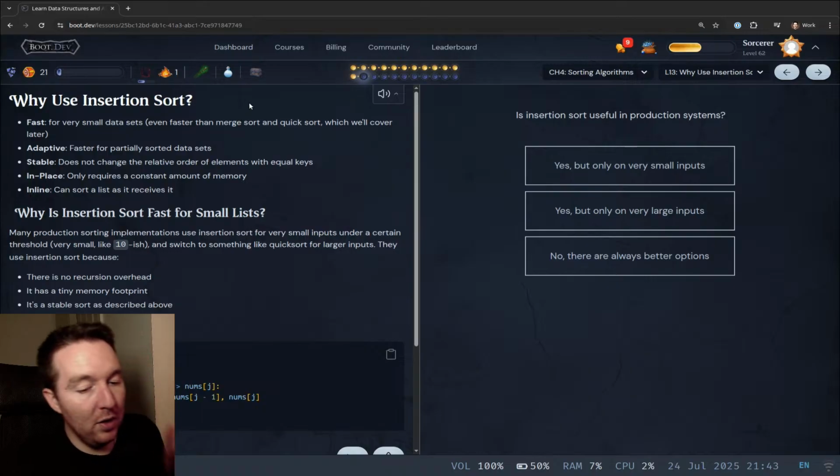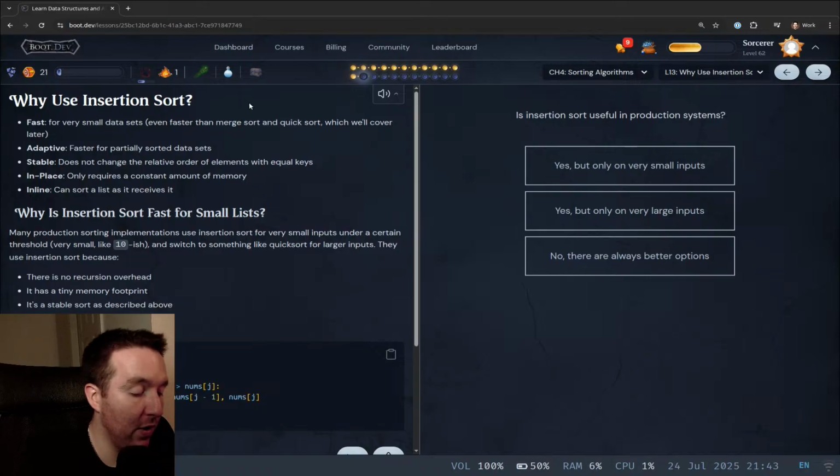Why use insertion sort? Fast for very small data sets, even faster than merge sort and quick sort. We'll cover that later. Adaptive: faster for partially sorted data sets. Stable: does not change the relative order of elements with equal keys. In place: only requires a constant amount of memory. Online: can sort a list as it receives it.